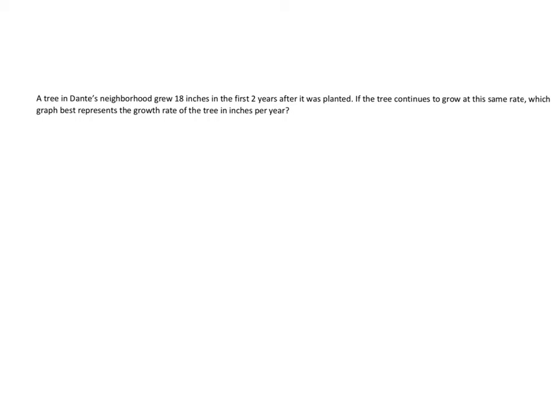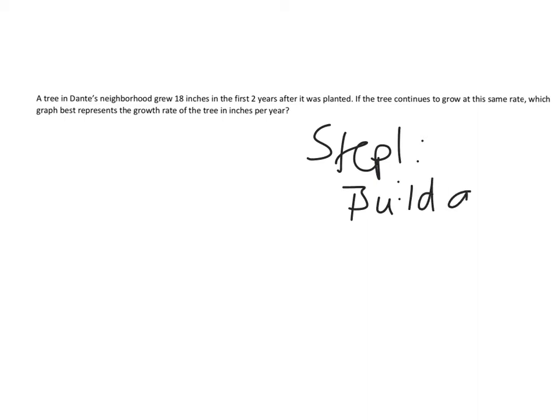Before we get to the graph though, we need to build a table. Remember, we've talked about building tables. That's step one. So let's construct a table for Dante's tree. When we look at this, we see that we have two types of measurement here. We have inches and we have years.